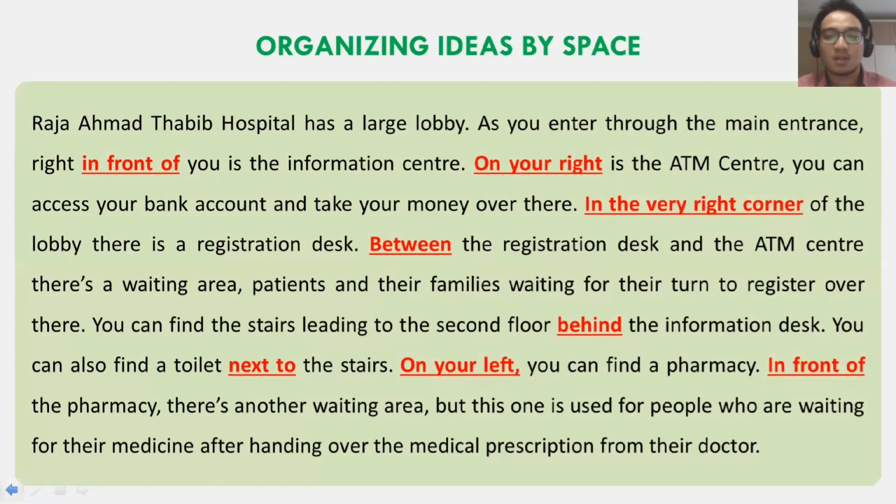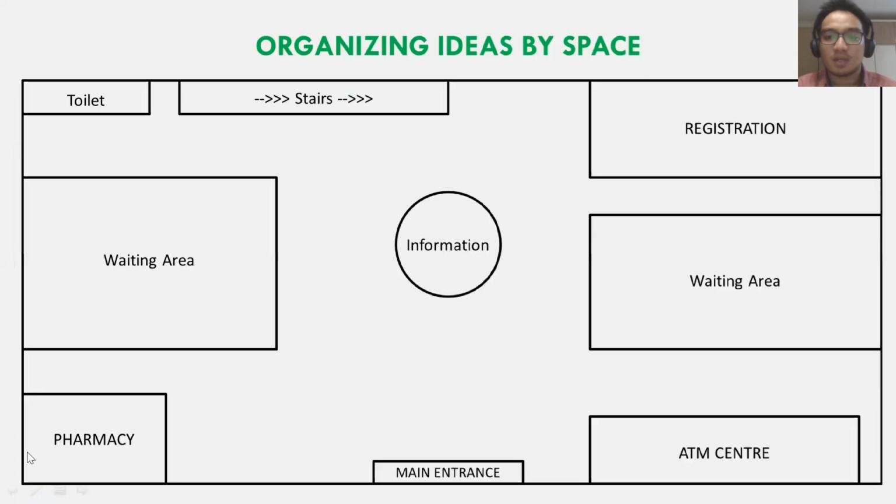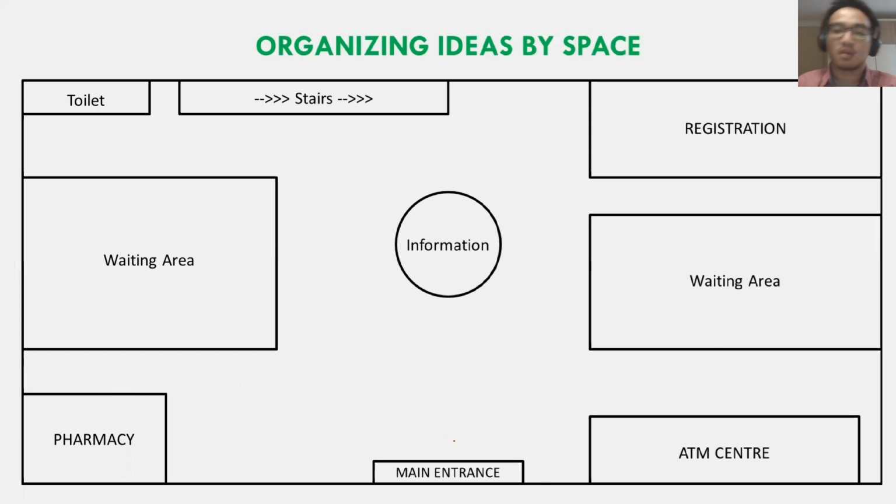let's take a look at the floor plan again. Now I'm going to read the passage that I have written, and you guys can help me check it. Are my sentences still related to the floor plan or not? So the situation is this is the lobby of Raja Ahmad Tabib Hospital. So let's start. Raja Ahmad Tabib Hospital has a large lobby.